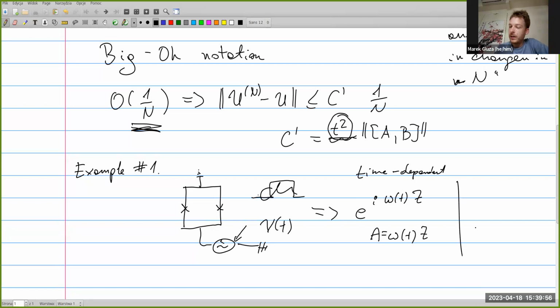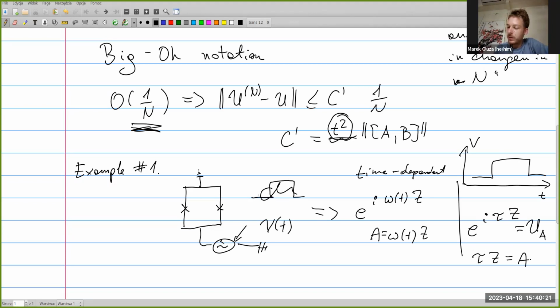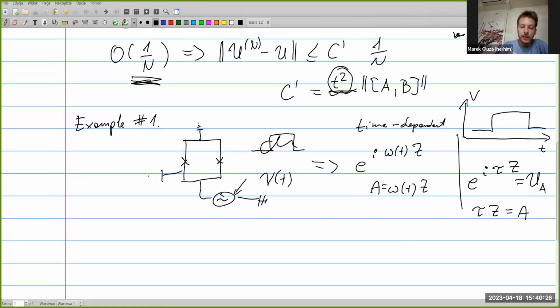But if I apply a pulse like this, so this would be the voltage, this would be some time, then effectively you could derive that maybe I have some time tau times z. Okay, and that would be some unitary UA, and in this case tau times z would be my operator U.